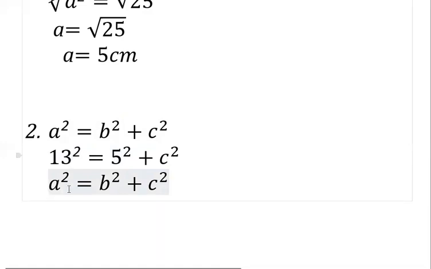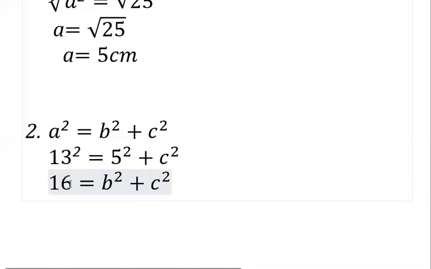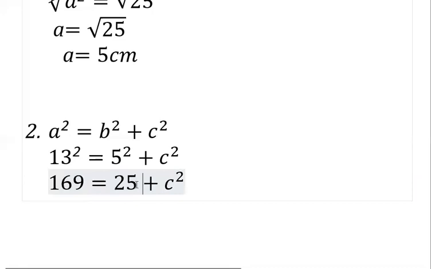It gives us 169. We come to this place. 5 squared will give us what? 25. Awesome. So we are looking for the second side, which is c. We don't know it. So what do we need to do now?